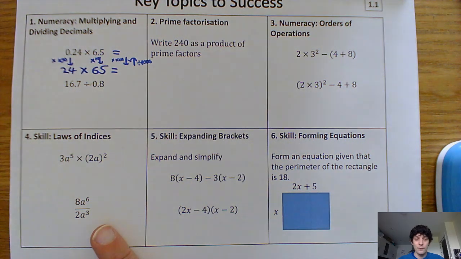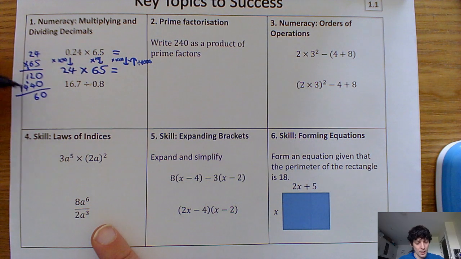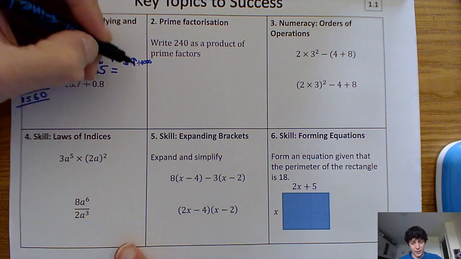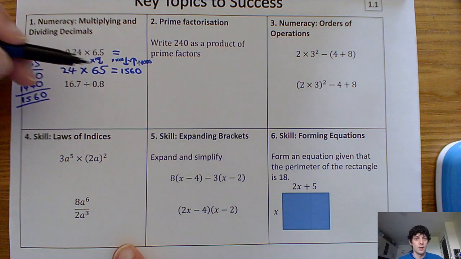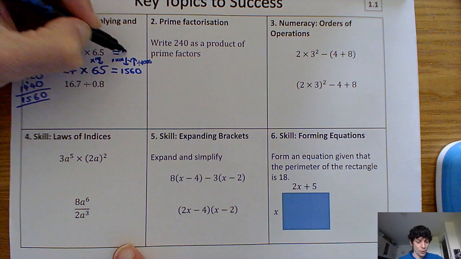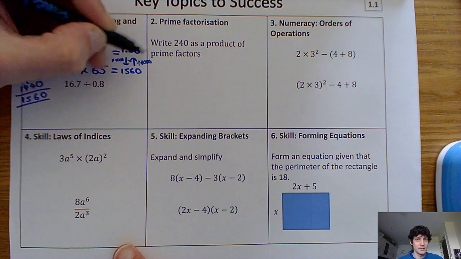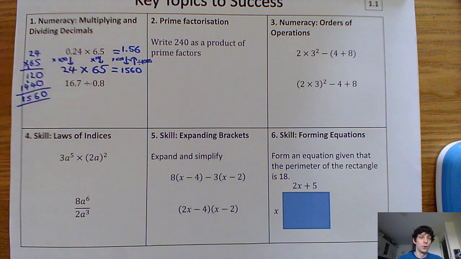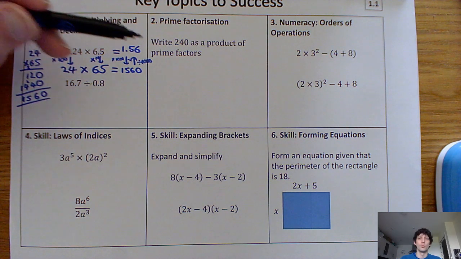24 times 65, you might have a variety of ways that you do it. I'm going to use the column method here, but if the grid method works better for you, then that is absolutely fine. I think the grid method is a really good method to do multiplications if you're not quite as confident on them. So I think the answer to that should be 1,560. I need to divide by 1,000, so it should be 1.560. I don't need to write that 0 on the end. So 0.24 times 6.5 is 1.56.